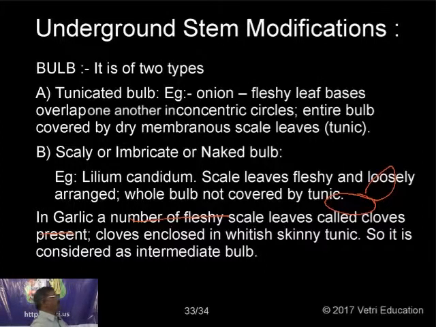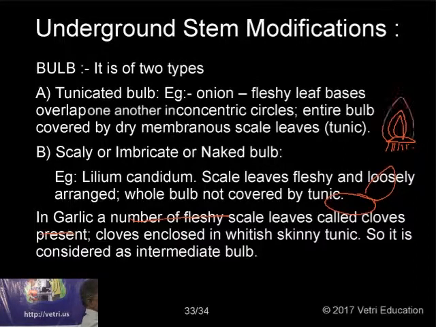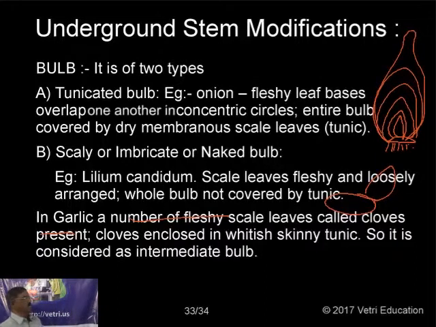Fleshy leaf bases overlap one another in concentric circles, and the entire bulb is covered by a dry membranous scale leaf that is called the tunic. Here you can find the small stem, below which you have a number of adventitious roots, and you have a terminal bud. On this you have a number of scale leaves, and this is called a tunicated bulb. Example, onion.